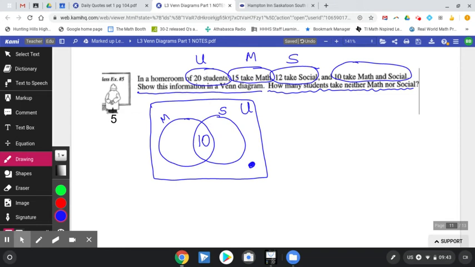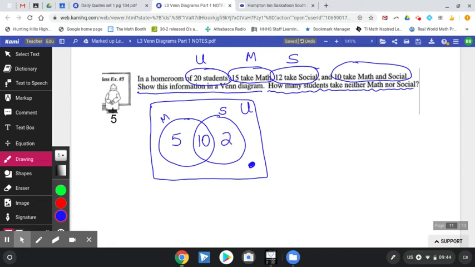So in this math circle, I should have a total of 15 people. I've already got 10 people in that circle. So I really only need another 5 people to finish off the math circle. Now, same idea with social. Social studies, I'm supposed to have a total of 12 people. This entire circle should have 12 people in it. Now I've already got 10 people in that circle. So I'm going to finish it off with 2.